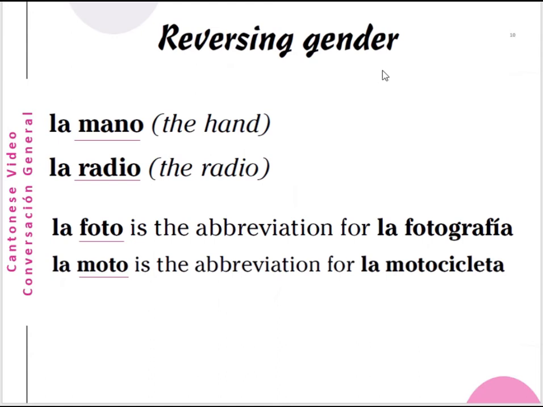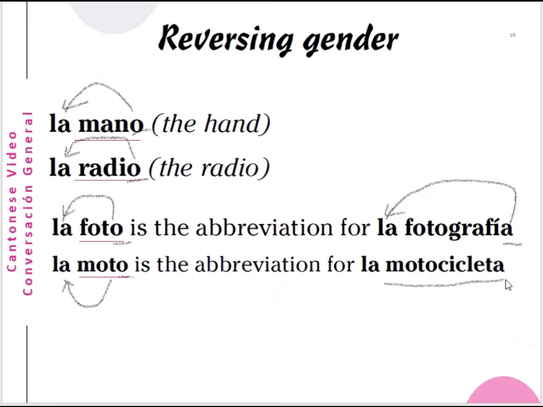Some more reversing gender Spanish nouns you have to be careful with. La mano, the hand, ends in O, but it is feminine. La radio, the radio, ends in O, but it is feminine. La foto ends in O, but it is feminine, because actually it is the abbreviation of la fotografía. So it's also ending in A, and so it is feminine. La moto ends in O, but it is feminine. Why? Because it is actually the abbreviation for la motocicleta, the motorcycle. So it's ending in A, so it is feminine.